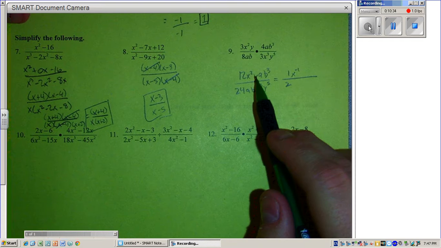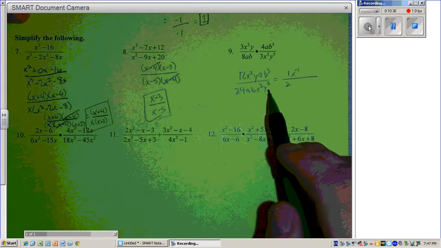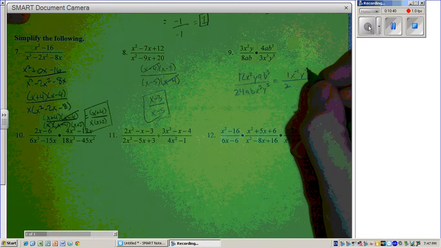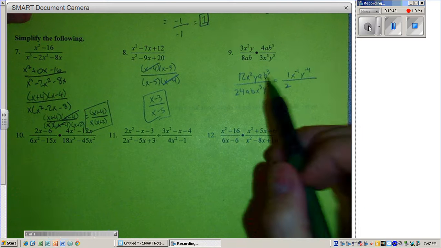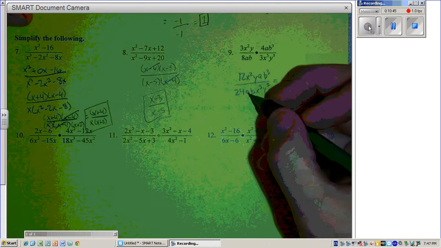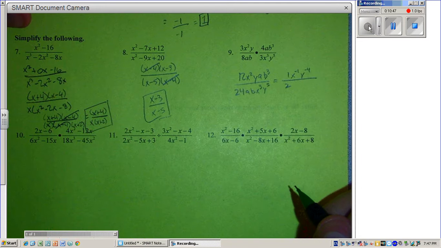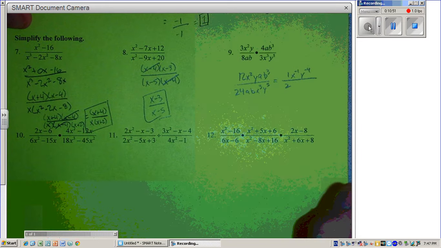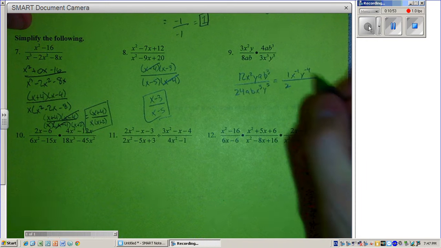Now let's go to y. Y over y to the fifth. Again, subtraction, which gives us y to the negative fourth. Now let's look at a. A to the first divided by a to the first simplifies to just 1, so we don't need to put that. And b to the third divided by b gives me just b.